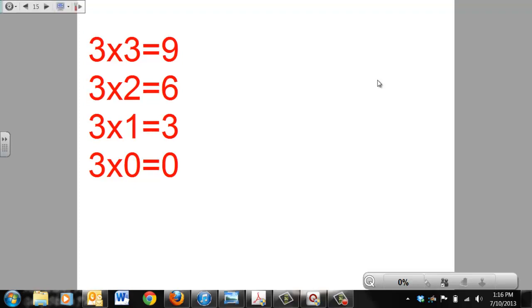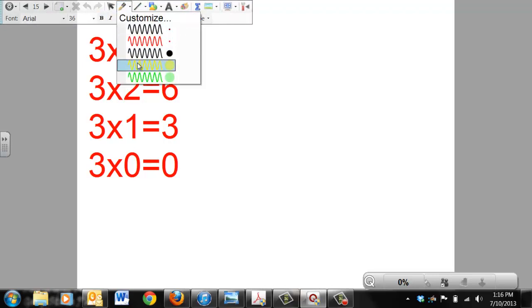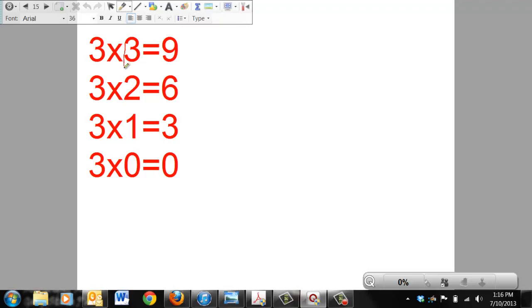Now right here we have some patterns going on. First thing I want to ask you is, let's get a nice good color here, let's do that bright red. In this column right here, what's going on? Each time you do it, you're subtracting 3. It's just going to be subtracting 1.